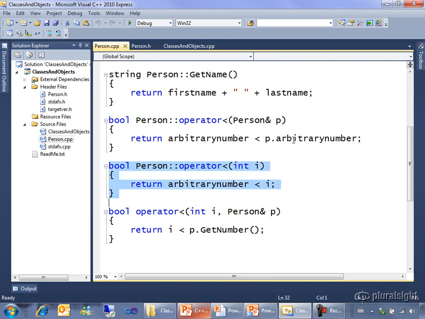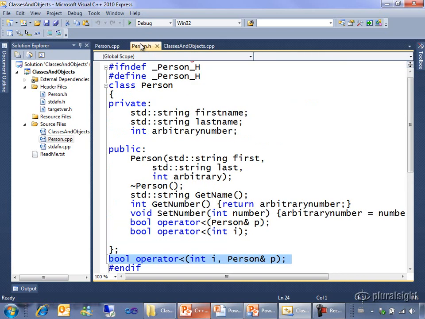The one that takes an integer, so we were saying if P1 is less than 300, just compares the member variable of the instance that was before the operator to the number. And the free function, notice its name does not start person::, it just compares the two parameters that it was given. In this case, the integer and the arbitrary number of the person. And you see I'm using this public function, getNumber. That's because this operator less than is a free function. It's not in the person class. It can't access arbitrary number directly. Arbitrary number is private. So I have to use this public getNumber.